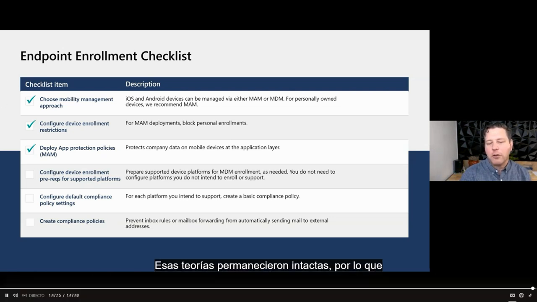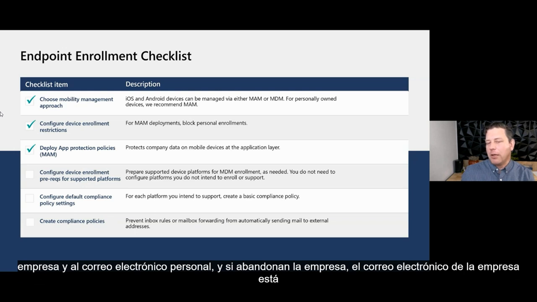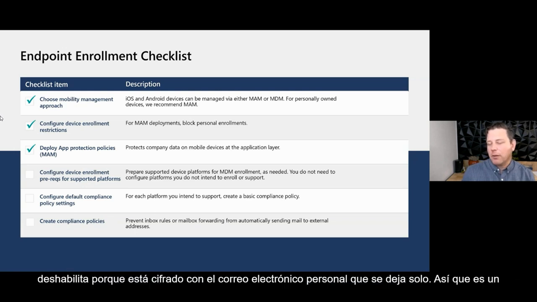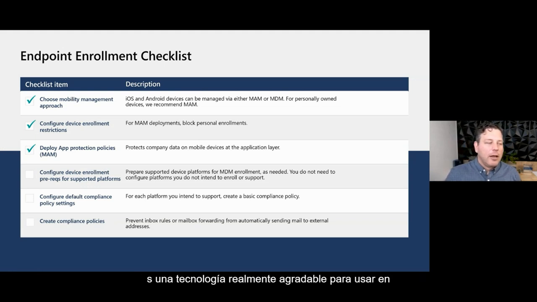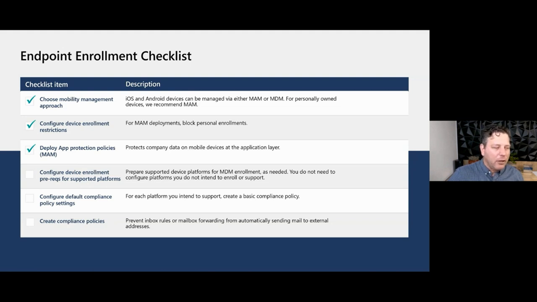So they can use the same Outlook app to connect to company email and personal email. And if they leave the company, the company email is disabled because it's encrypted, but the personal email is left alone. So it's a really nice technology to use. And the enrollment and overhead for MEM is really quite low. Great place to get started.